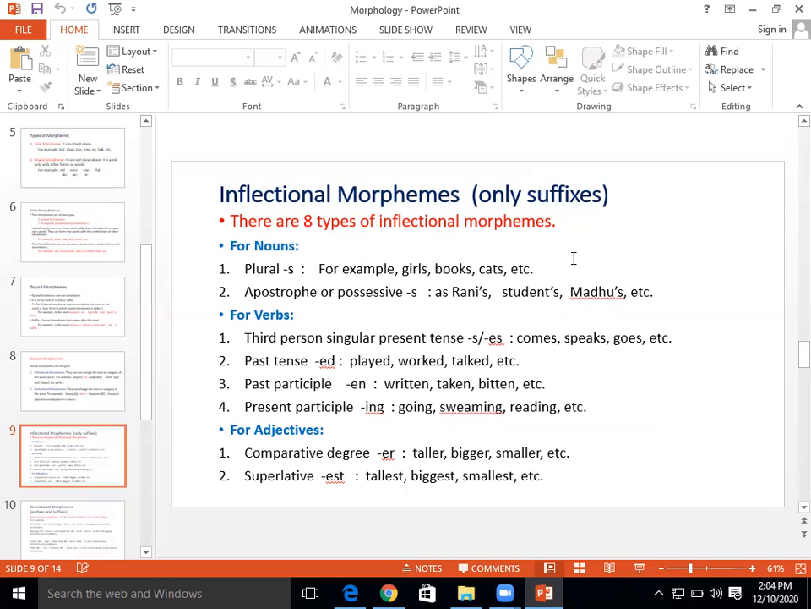ओके, की जो 's' लागल्यामुळे एक वचनाचं अनेक वचन होतं. गर्ल बिकम्स गर्ल्स, एक मुलगी अनेक मुली, गर्ल. बुक, वन बुक, अ बुक, अँड बुक्स, अनेक पुस्तके. Many books, two or many books.